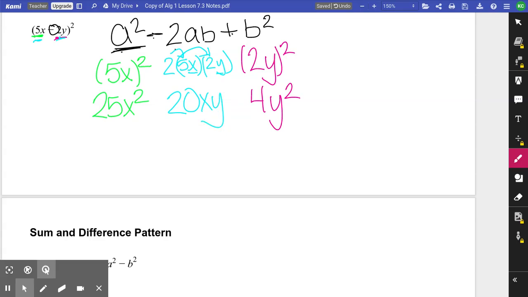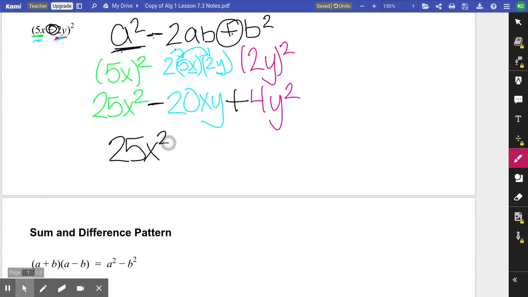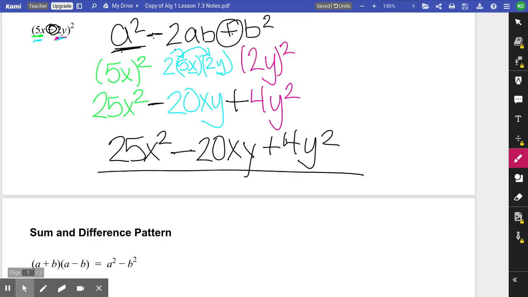Remember, this one is a plus sign. Because I have a minus sign here, this one's going to be a minus sign. So in standard form, this is going to be written out 25x squared minus 20xy plus 4y squared. A squared minus 2ab plus b squared. I'm going to go ahead and do a couple more practice problems over those, just so we can make sure that we have a good understanding of what's going on.